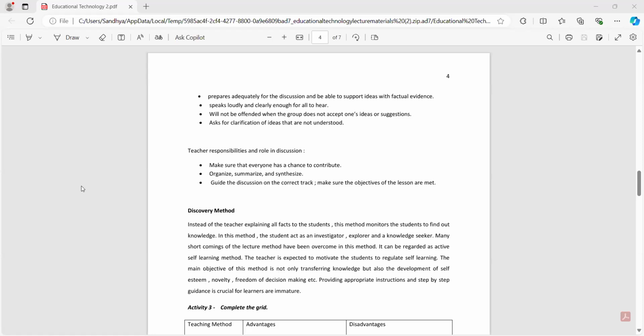So that is a danger in student-centered methods. They can go out of topic, but the teacher makes sure that they don't go out of topic. You monitor them, you guide them, you make sure that they are on track, they are not deviating from what they are supposed to discuss. So that is the teacher role, which is not really an easy task.